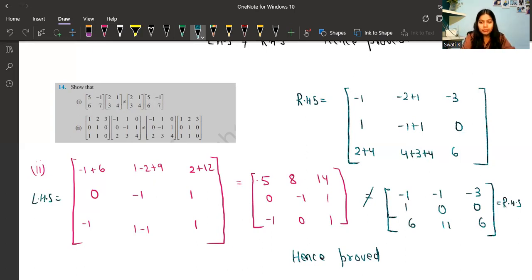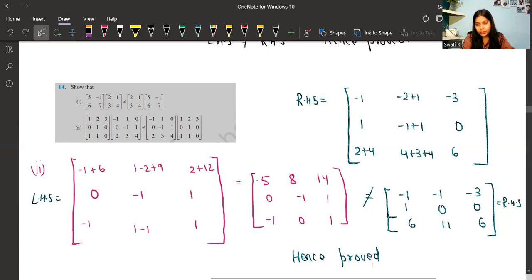Okay, so we are done with the 14th question. Now let's move to the 15th question. Okay, so let me show you the 15th question. Again, very simple, not difficult at all. We will just cover all these questions very, very quickly. Okay. All right, so let me show you the 15th question.